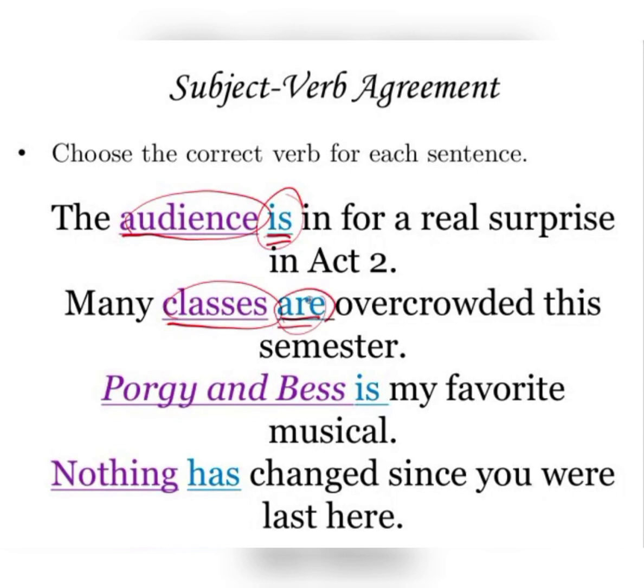Porgy and Bess is my favorite musical. Well, you might look and say, well, there's Porgy, there's Bess, it must be a compound subject, so we should use a plural verb. You'd be wrong. Porgy and Bess, your clue here was musical. Porgy and Bess, which is also italicized, is the title of a musical. It's one thing, like The Birds. So you use the singular verb is. Nothing has changed since you were last here. Your clue here was the word nothing, which always takes a third person singular. So we use the third person singular has.